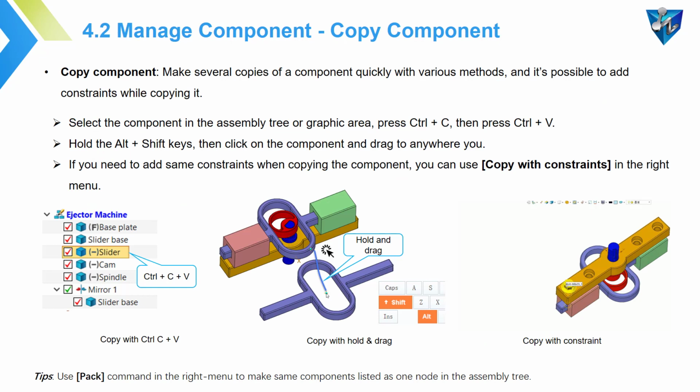And sometimes we need to make several copies of a component. In ZW3D, there are several ways to achieve this purpose. Ctrl+C is one of them. Besides that, you can actually press Shift and Alt key meanwhile, hold and drag the component to make copies. What's more, we can copy component with constraints. Here I made a GIF for the steps.